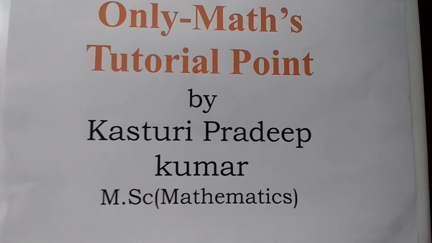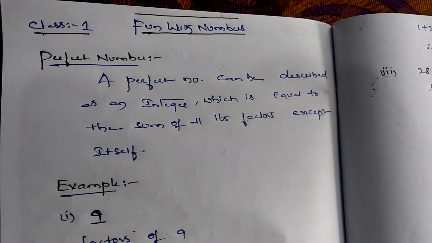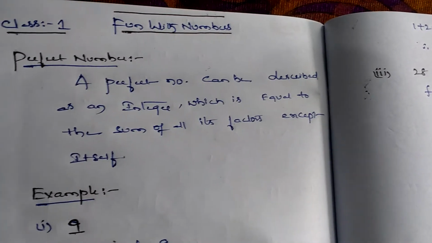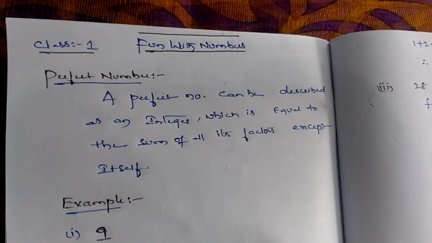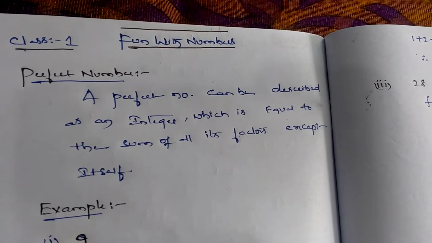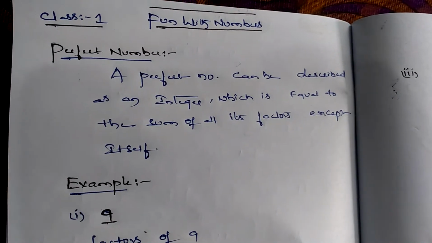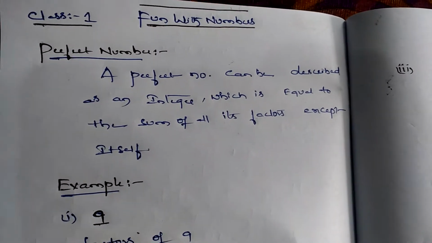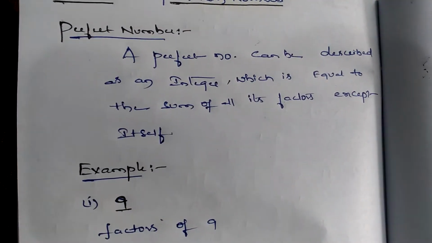Okay, let's see an example. Today I'm going to deal with fun with numbers. So what is a perfect number? A perfect number can be described as an integer which is equal to the sum of all its factors except itself. So let's see some examples of which one we call a perfect number and which is not a perfect number.